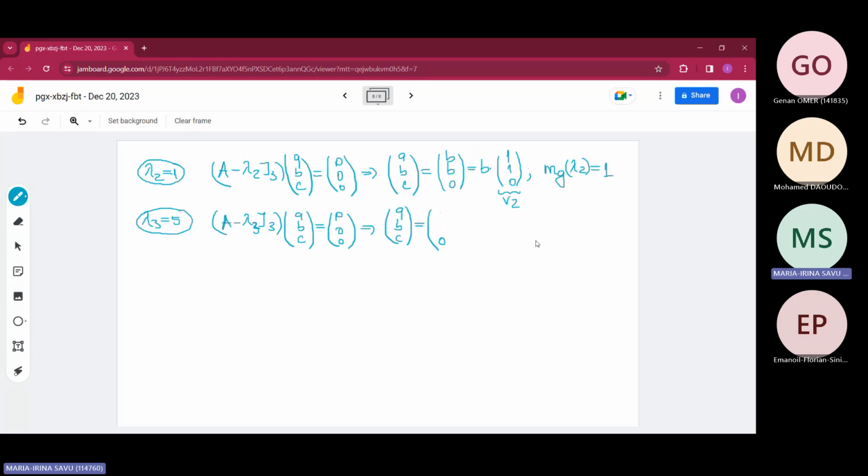B minus B, or A and minus A? The last one is B minus B, 0.